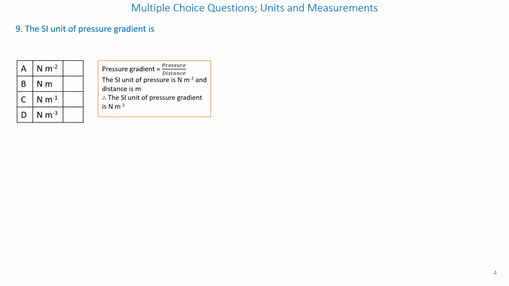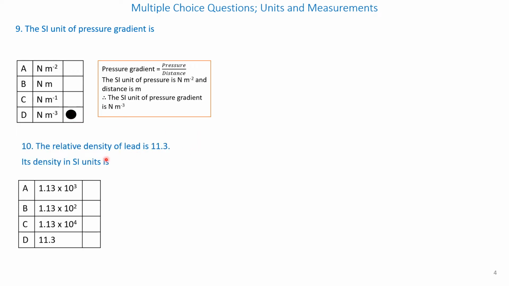Pressure gradient is given by pressure over distance, but the SI unit of pressure is newtons per meter square and distance is m. Therefore, the SI unit of pressure gradient is N into m to the power of minus 2 divided by m. So when this m goes to the numerator, it becomes m to the power of minus 3. Therefore, the SI unit of pressure gradient is capital N, m to the power of minus 3. It is given in option D. Let us mark it. Next question.